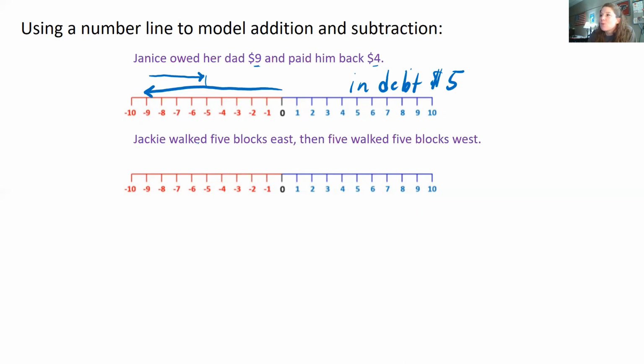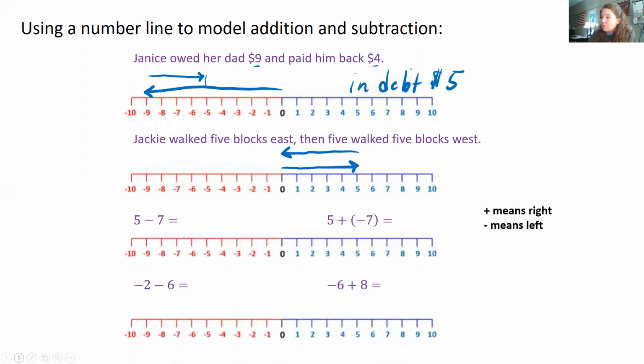All right, Jackie walked 5 blocks east. So here's where Jackie started. She walked 5 blocks east. And then from there, she walked 5 blocks west. So she is where she started. So that's using a number line to model that. All right, so we can use number lines to model addition and subtraction problems.